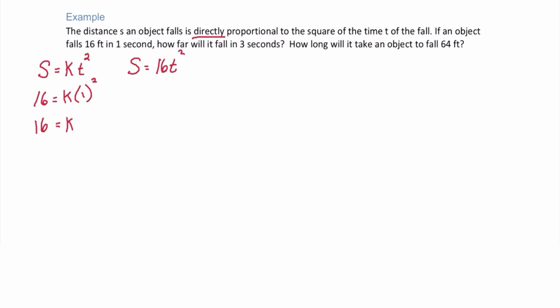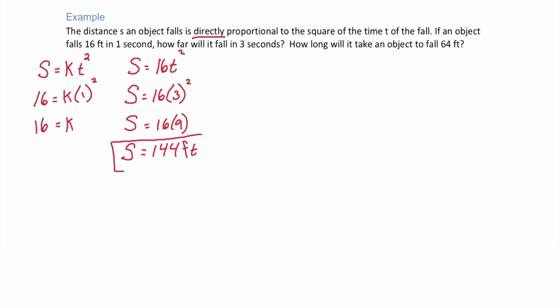Now let's attack the first question. How far will the object fall in 3 seconds? S is equal to 16 times 3 squared. S is equal to 16 times 9. And then 16 times 9 is 144. And in this case, we're talking about feet. So the object will fall 144 feet in 3 seconds.